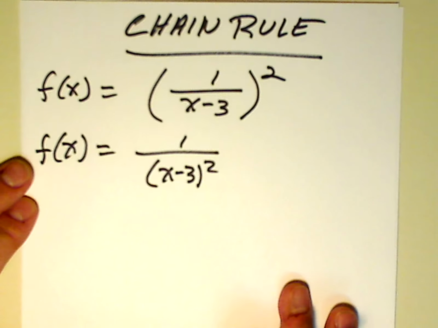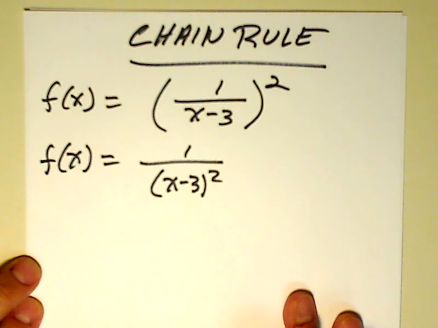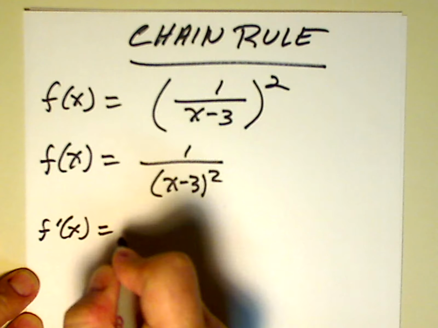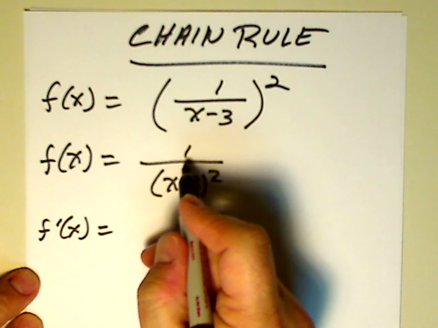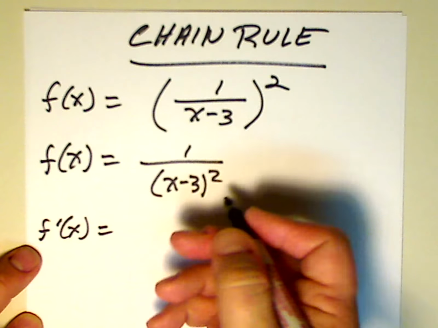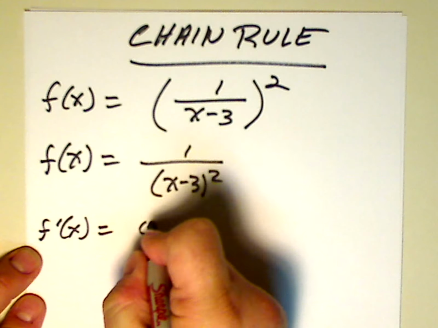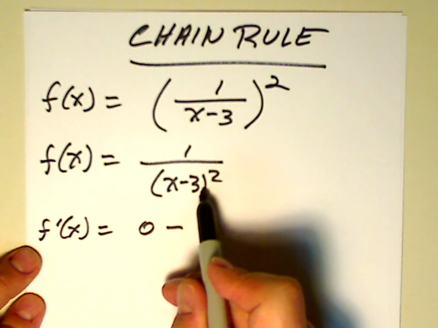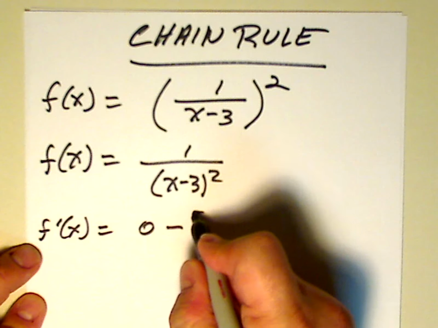Okay, so let's bring this guy back. So, let's actually do this. So, f prime x, the derivative of the numerator, well, it's a derivative of 1, which is a constant, so it's 0, times the denominator is still going to be 0, so it's 0 minus, and here we're going to use the chain rule to differentiate the denominator.